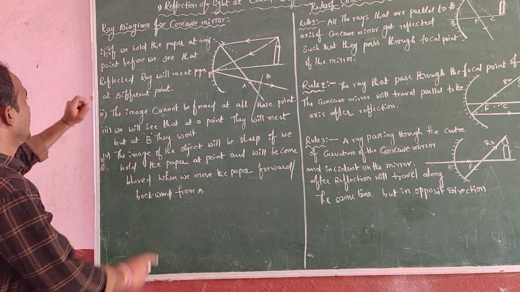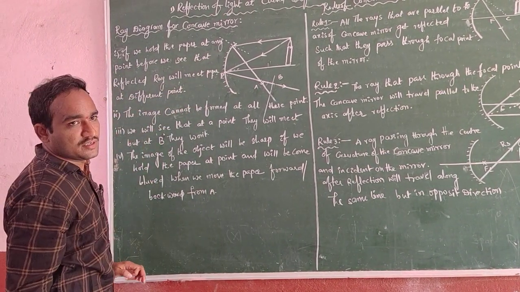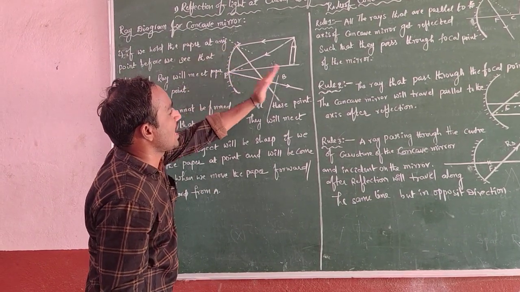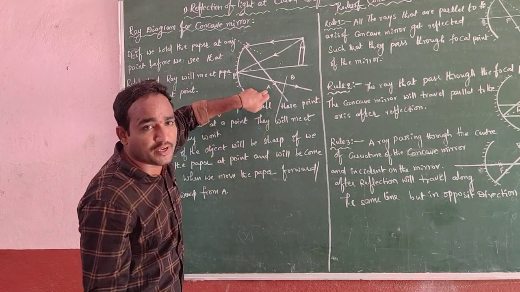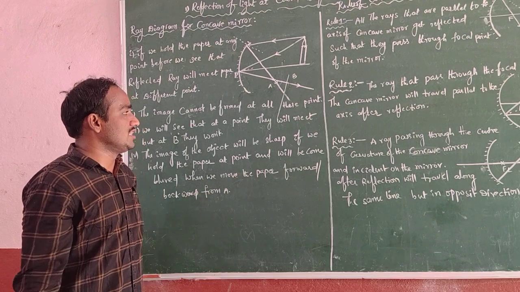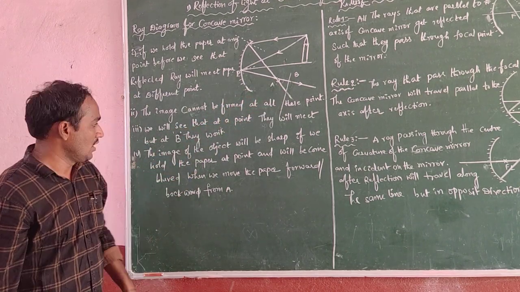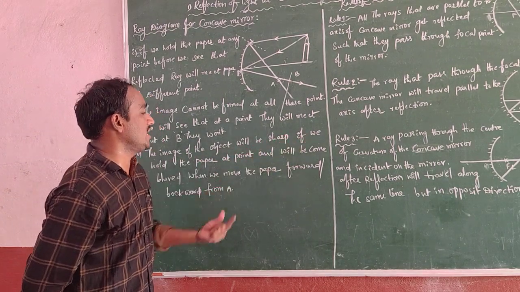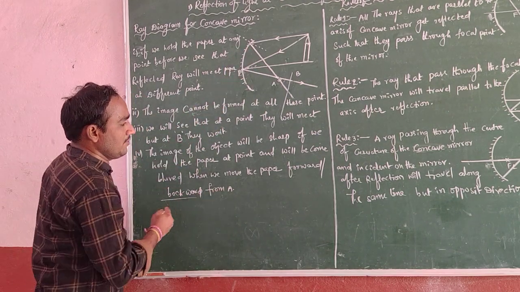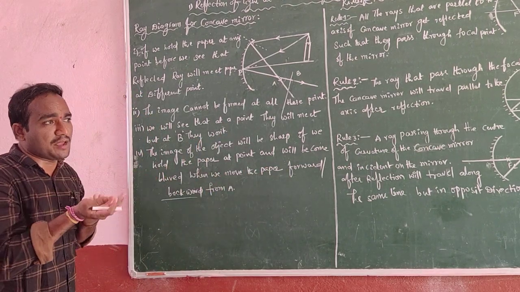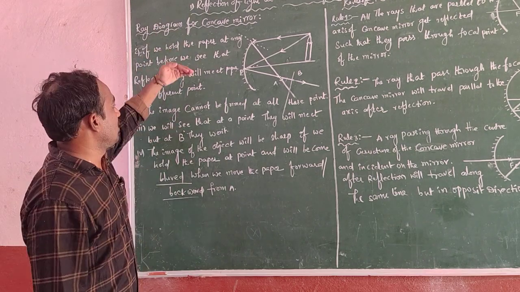So first, if we hold the paper at any point before or after A, the reflected rays meet the paper at different parts, so we cannot catch the image. Second, the image cannot be formed at any of these points except A. Have we formed the image at position B? No. And next, the sharp image of the object forms only at the position of A. If it is behind A or in front of A, the image will appear blurred. That is what we understand from the first ray diagram.